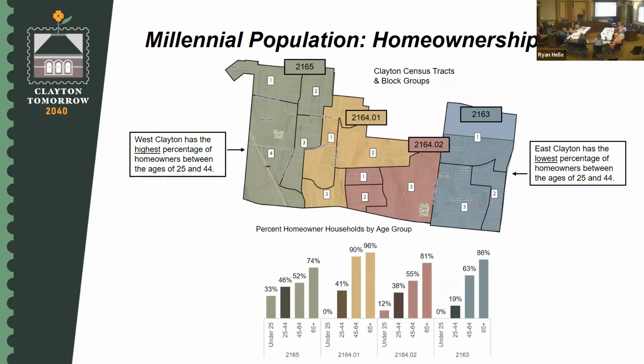Is there anything, so this is my last map about the millennial population. Is there anything else about the millennial population that you're thinking, man, I really wish we knew this thing about that group?